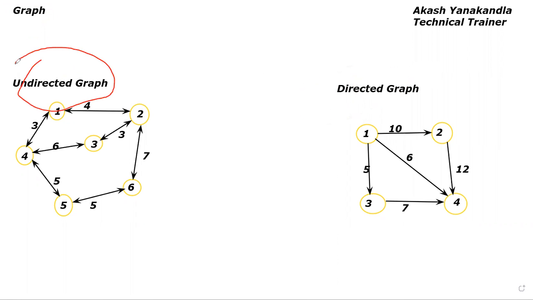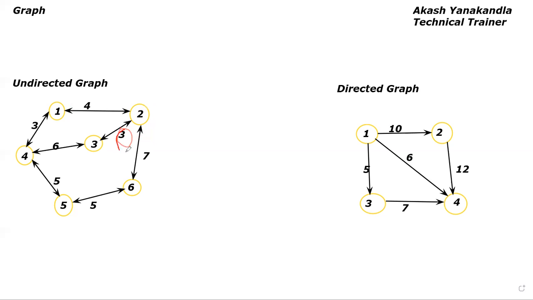In the undirected graph, this undirected graph is also known as bidirectional. Hence, here the type of the arrow is bidirectional. It means one can travel from 1 to 2, and even 2 can travel to 1. Now the distance, the edge between the two vertices 1 and 2 is 4, and the distance between node 3 and 2 is 3.